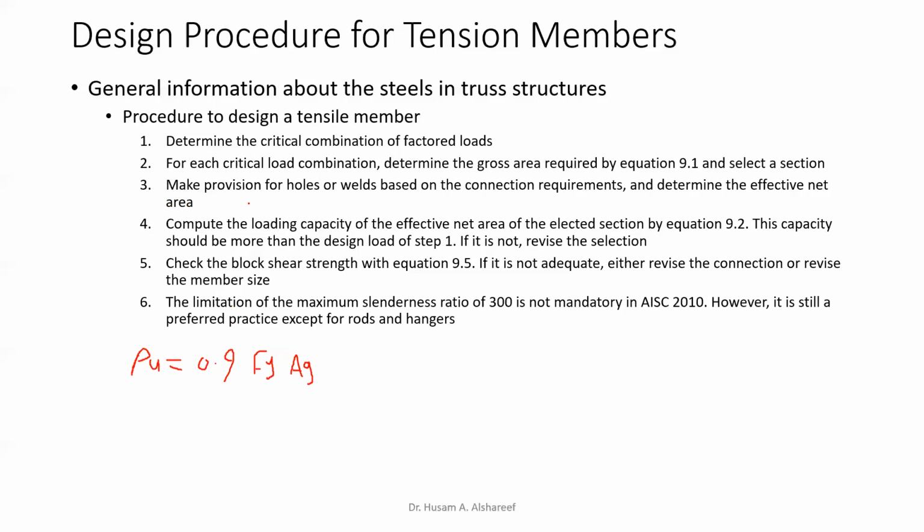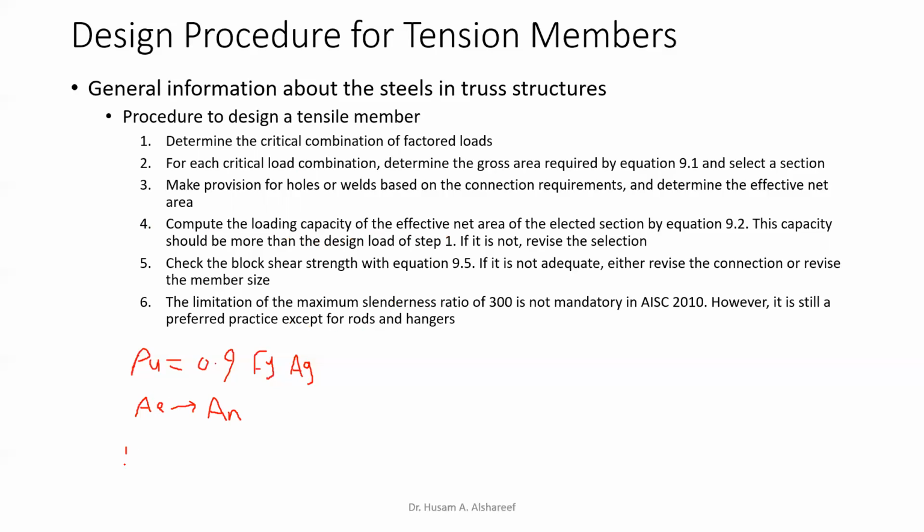And then make a provision for holes or welds based on the connection requirement. So you need to know if your connection is welds or bolts, and then determine the effective net area. The effective net area is found from the net area. Now, why do we have to find this? Because step number 4 tells you to compute the load capacity of the effective net area of the selected section by equation 9.2.